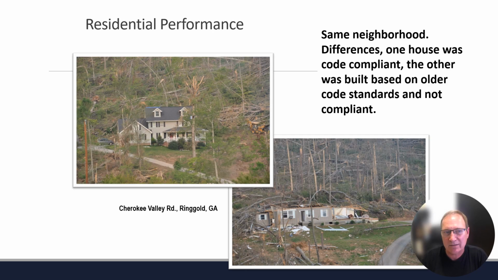These are two other houses that were used in the MAT report, same neighborhood. The difference is one house was strictly code compliant. The other house either was based on older codes or would not reflect current code today. But again, these two houses were in the same neighborhood. You can see the difference though between one that was built more code compliant than the other.